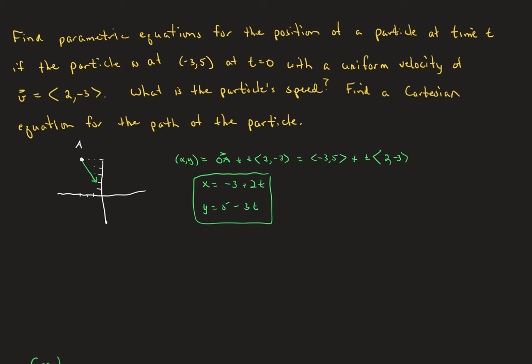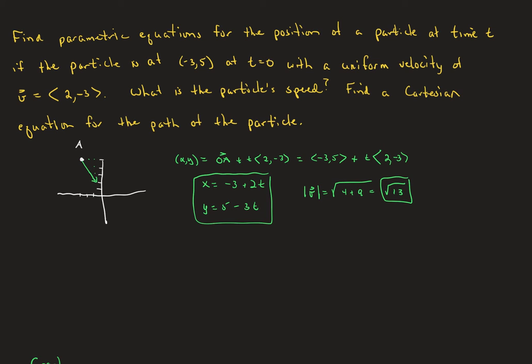The speed is going to be the magnitude of the velocity vector. So that's going to be the square root of 2 squared, which is 4, plus 3 squared, which is 9. So that's going to be square root of 13 for our speed.